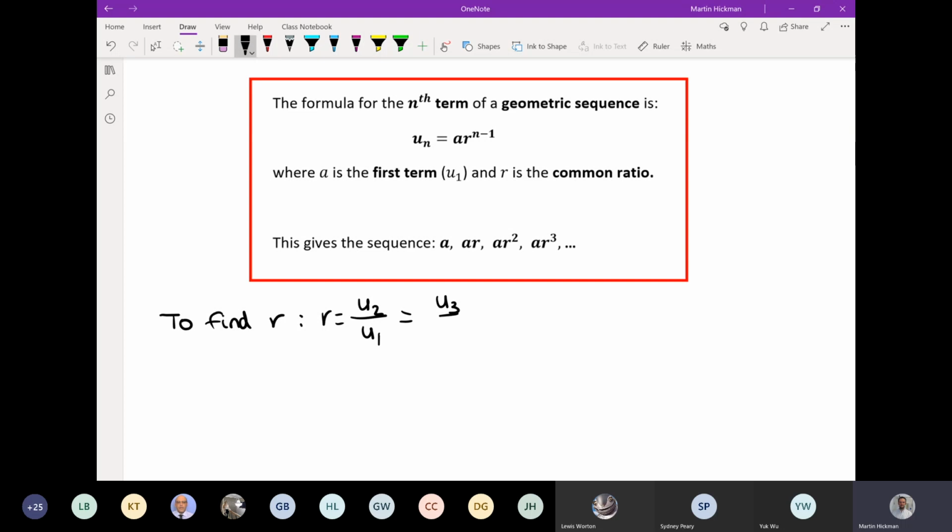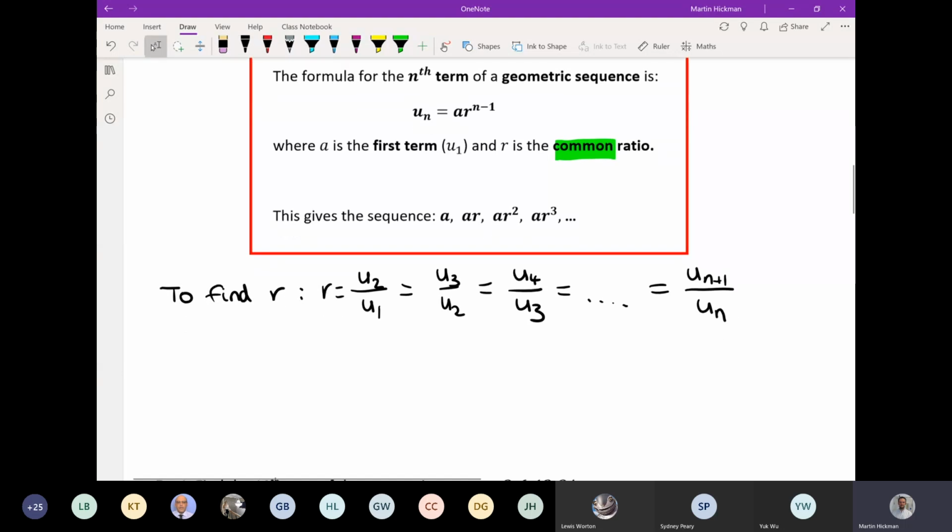But also, we could do the third term divided by the second term. We could do the fourth term divided by the third term. And in general, if you always divide by the term that came before it, you can find the common ratio in that sequence. Now remember, the key word here is it's a common ratio, so it's always going to be the same. And this fact is going to help us with a question that we do later on.